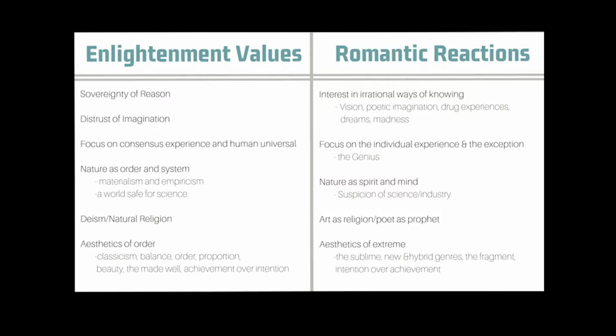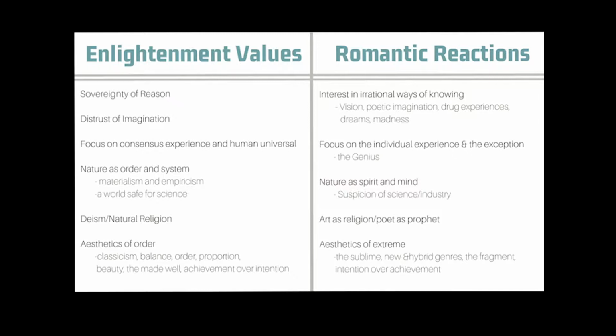Next, the Enlightenment viewed nature as order and system. It was a space safe for scientific discoveries, materialism, and empiricism, which is the idea that all knowledge is from sense experiences. The Romantics had a different take on nature. They viewed it as spirit and mind, sometimes even as a religion. They were also more suspicious of science and industry with the onset of the Industrial Revolution.